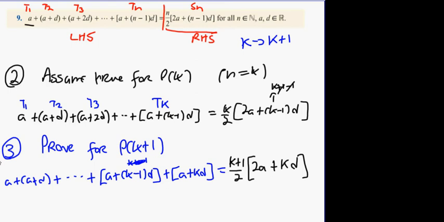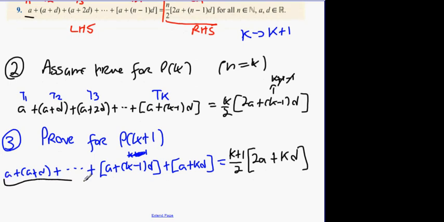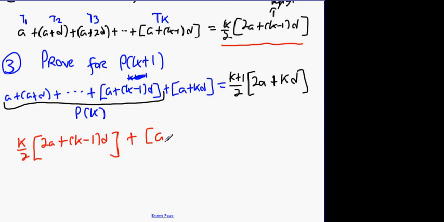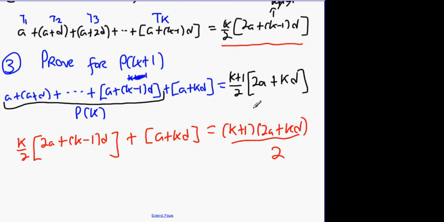Now, on the left hand side, we can see that these first couple of terms are all equal to p of k. So we can replace p of k with this part here, which is going to be k over 2 into 2a plus k minus 1 times d, all plus a plus kd, equals bracket k plus 1 into 2a plus kd all over 2. So that's the right hand side, and this here is the left hand side.